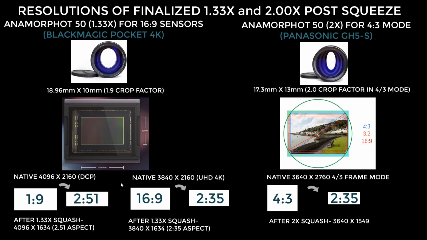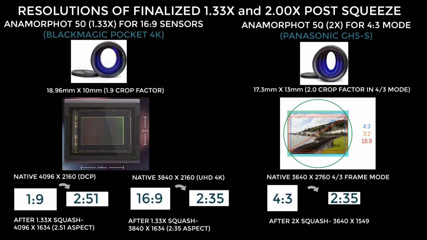Okay, so you can see the two different ways from which the 1.33 crop and the final resolutions end up being: this 4096 by 1634 for the 2.51 aspect ratio, or the 2.35 aspect ratio at 3840 by 1634. So those are the real resolution numbers, especially when you're dealing with CG. You want to be aware of these. You can down-res these by half to 2K DCP and 2K whatever.